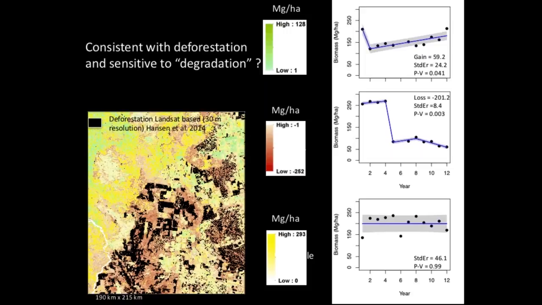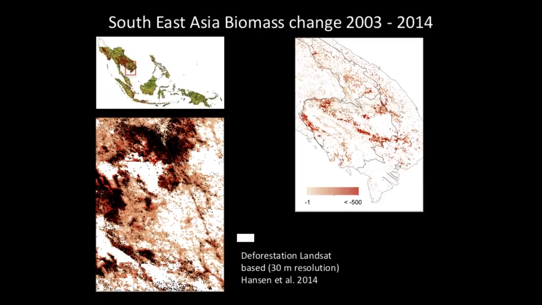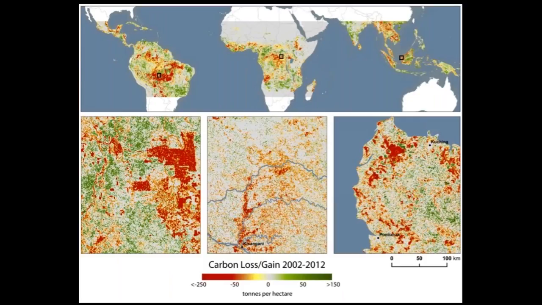Yeah, this is another example in Cambodia. So we did this for all the tropics. We applied this methodology to the data set for all the tropics. The data set that changed is between the years 2003 and 2014. I apologize, I didn't update the slide. It says 2002, 2012, but in reality now we go to 2014.